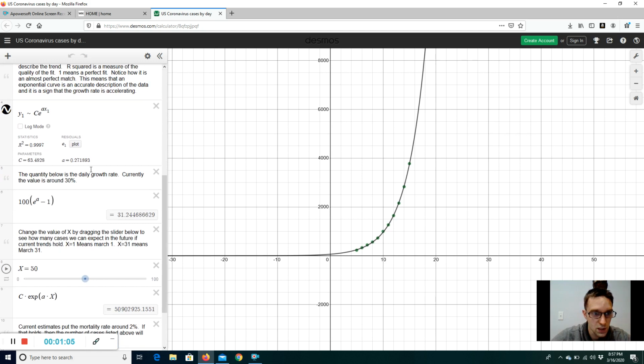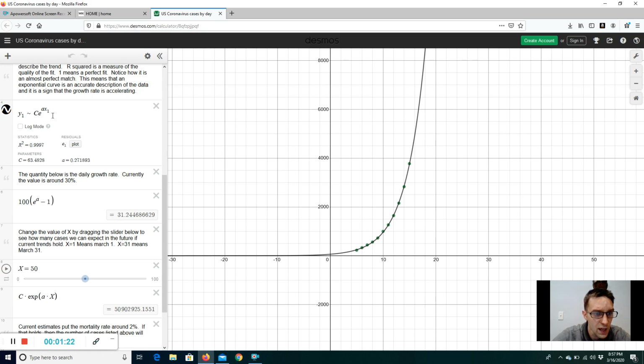And if you're interested in the equation, that's actually stored over here on the left down below. And you see that is an exponential function. So it's some constant times e, the number 2.71 roughly, to the power of some constant times x. And that's a function that grows very, very quickly.